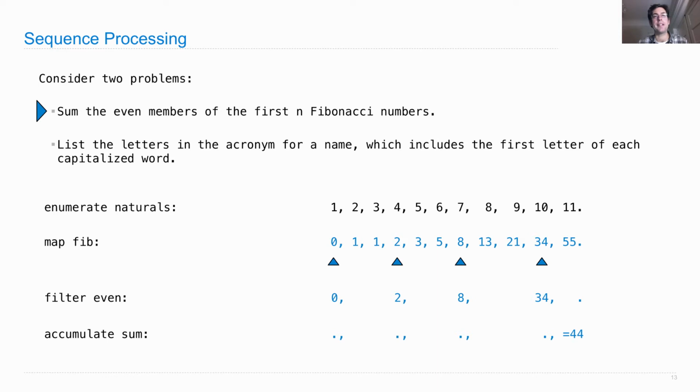So what we've done here is we've stated two functional components that we'll need in order to finish the sequence processing problem. We need to be able to compute the nth Fibonacci number with the function fib, and we need to test whether something's even or not with the function even. The rest of the work is in putting these functions together in a sequence processing pipeline.